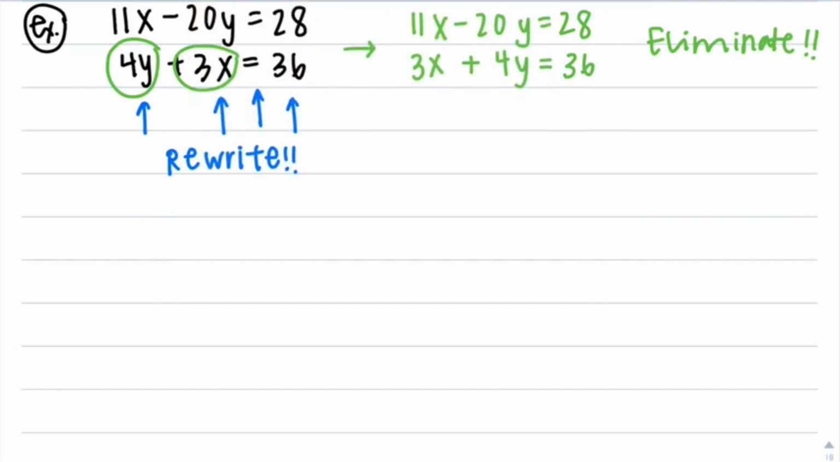So let's eliminate the y's here. So again, you kind of have to play with those numbers and look ahead to see what's going to cancel out. So the first one is actually going to stay the same.